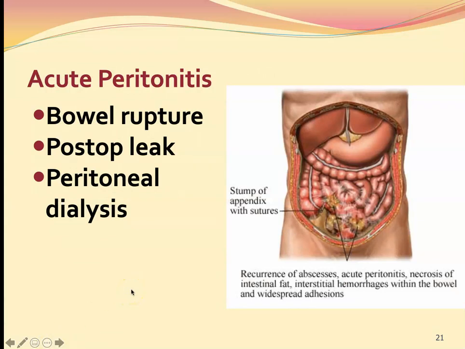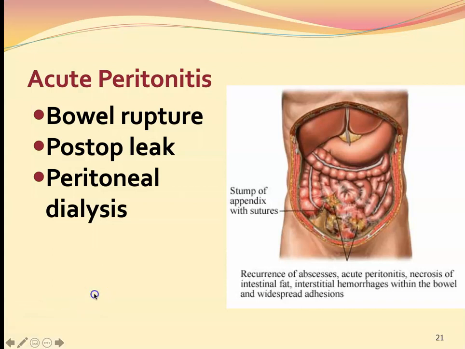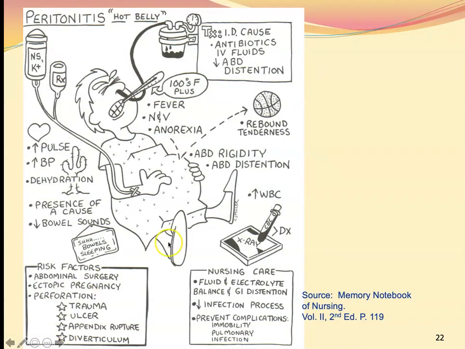Some of the risk factors that, oh wait, it's not a risk factor. Actually, this is a completely different thing we're going to talk about. Acute peritonitis. So the risk factors for this are bowel rupture, post-operative leak, or peritoneal dialysis. Peritonitis, otherwise known as hot belly.